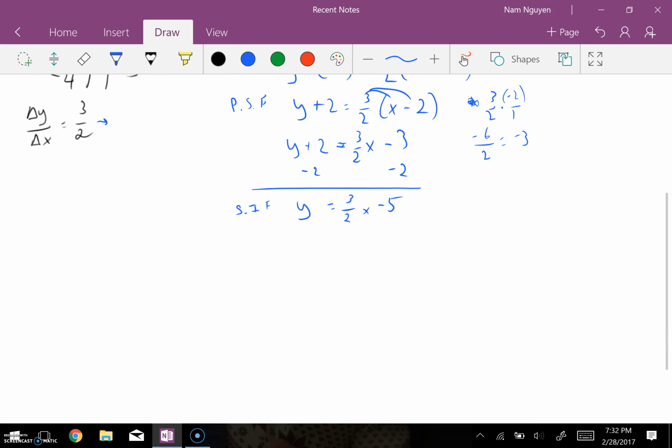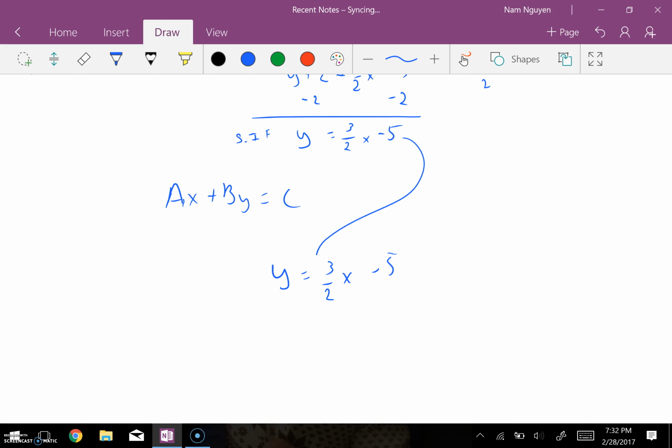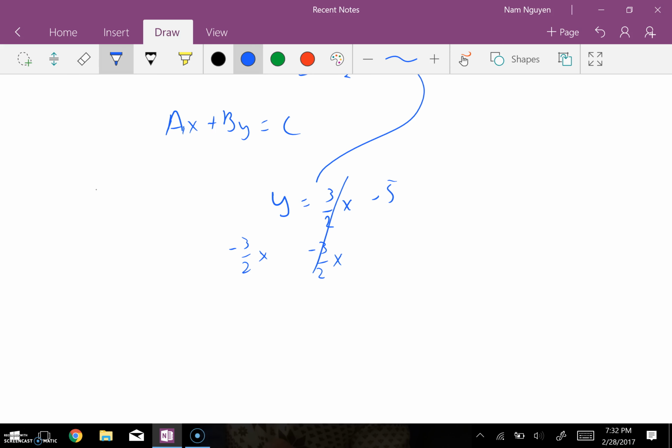Okay, so standard form again is Ax plus By is equal to C. And I'm just going to drop this here, and I get y is equal to 3 halves x minus 5. I need to get that Ax over there. So this is a positive 3 halves x. So I'm just going to do minus 3 halves x from both sides. And this cancels out, and this is what I have. Negative 3 halves x plus y is equal to negative 5.